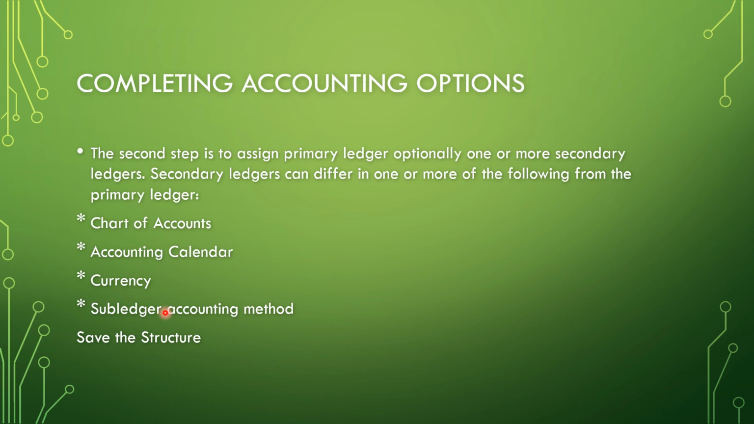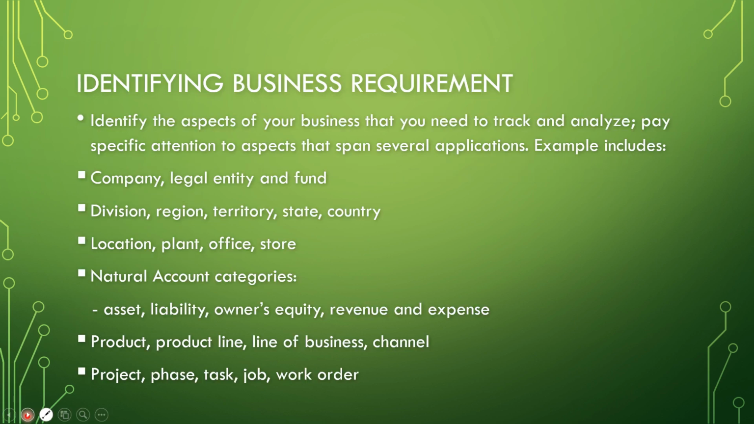Chart of accounts, calendar, currency, subledger accounting method. Identifying the business requirement: how are you identifying a fresh business requirement? The business needs to track analysis across several applications. For example, company, legal entity and fund. This is the first segment. Segment-wise we have split it, as an example: division, region, territory, state or country; location, plant, office, stores, etc. Accounting category. This is fixed.